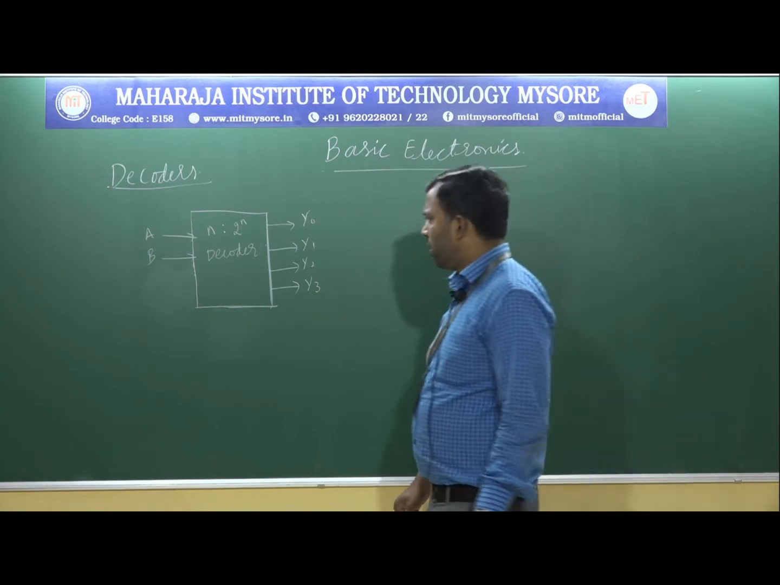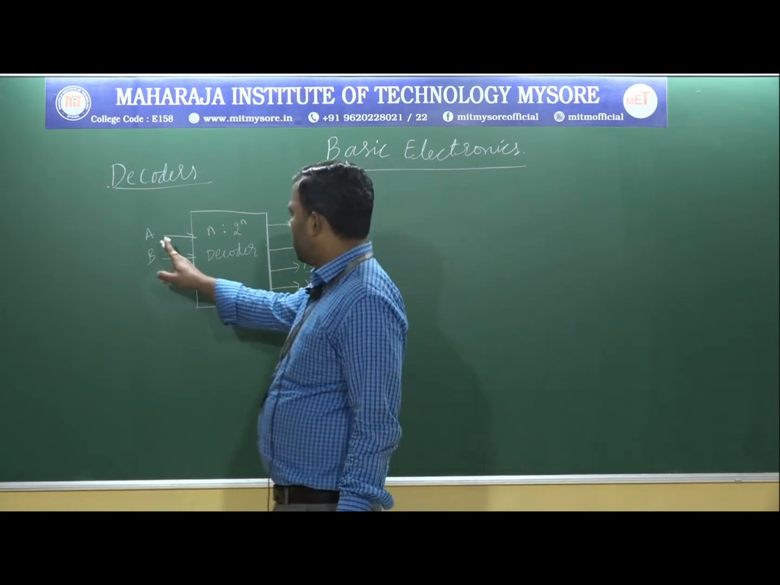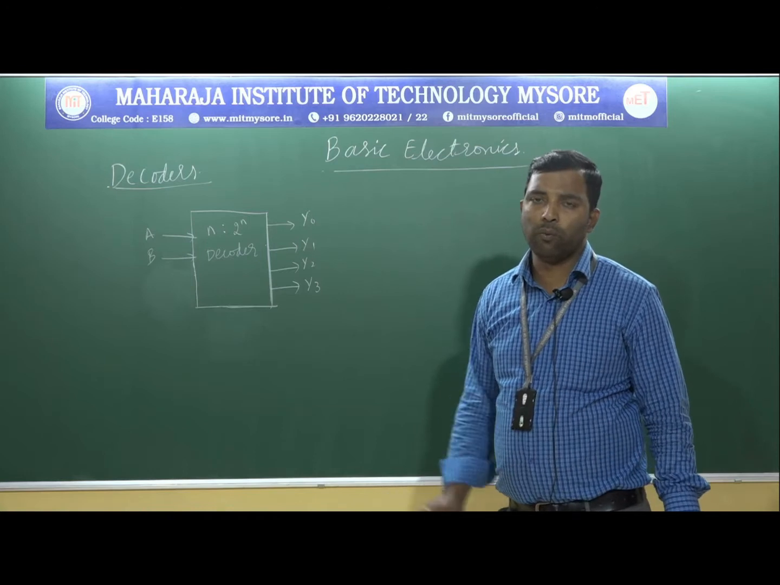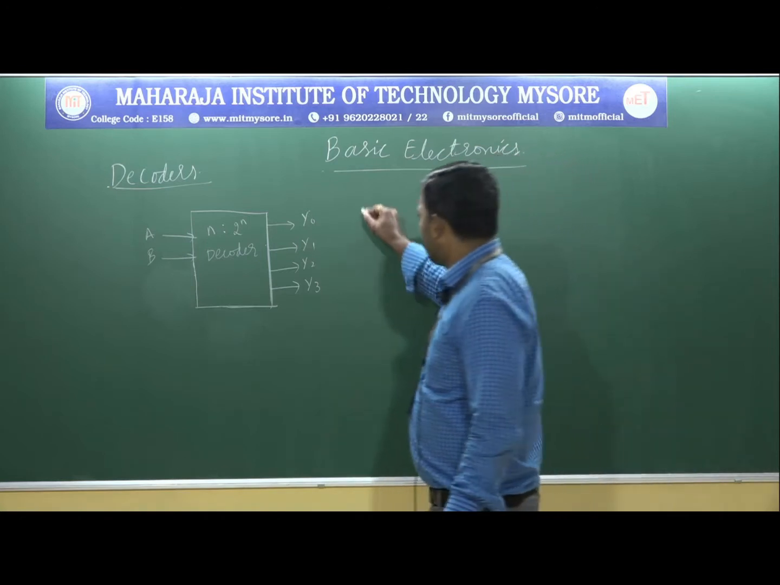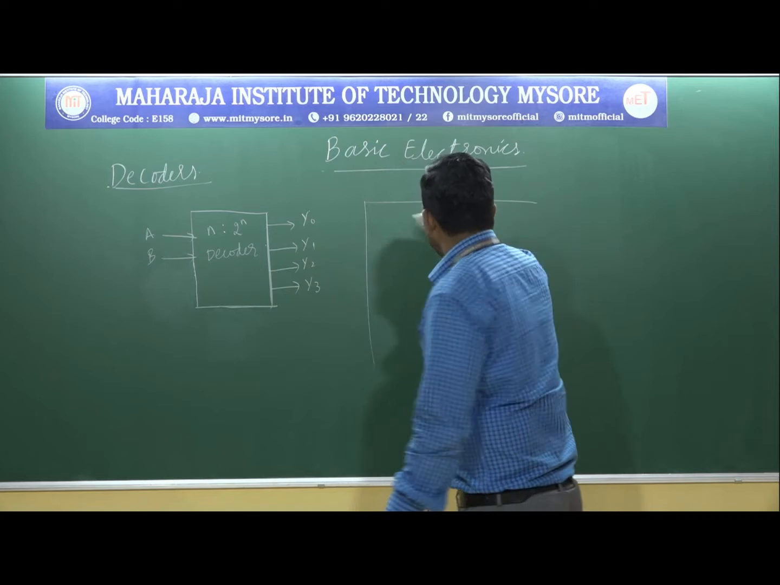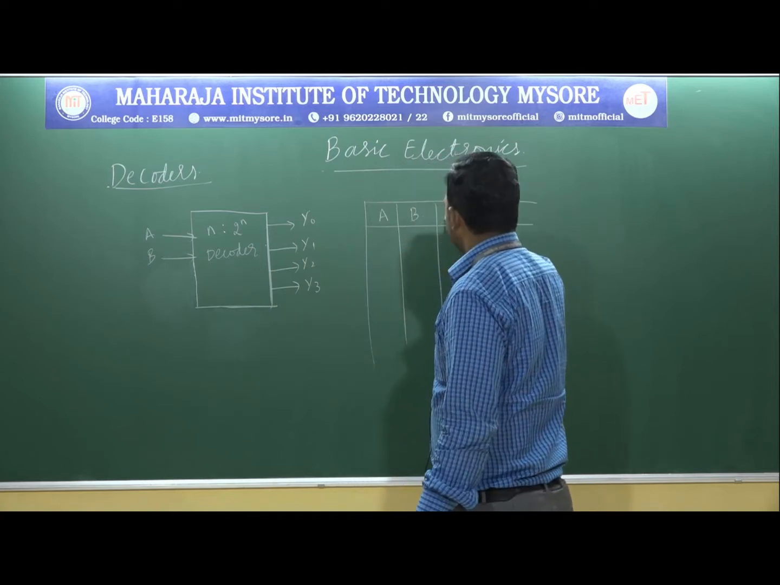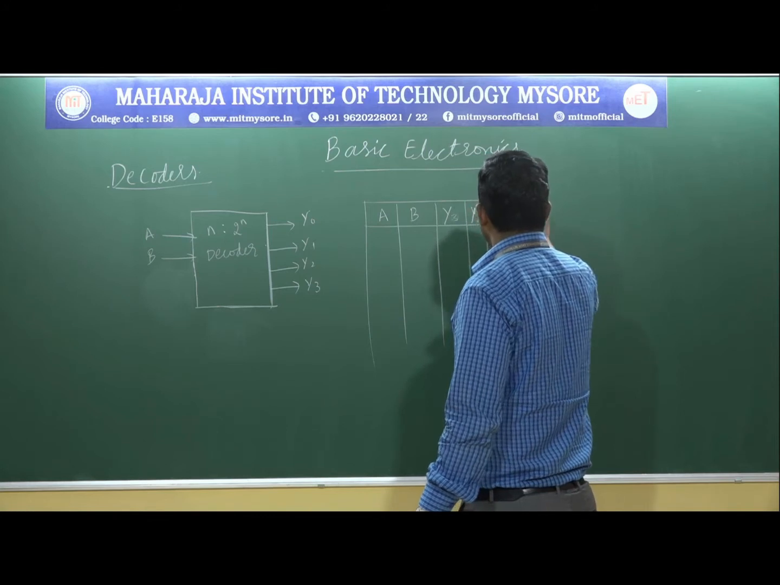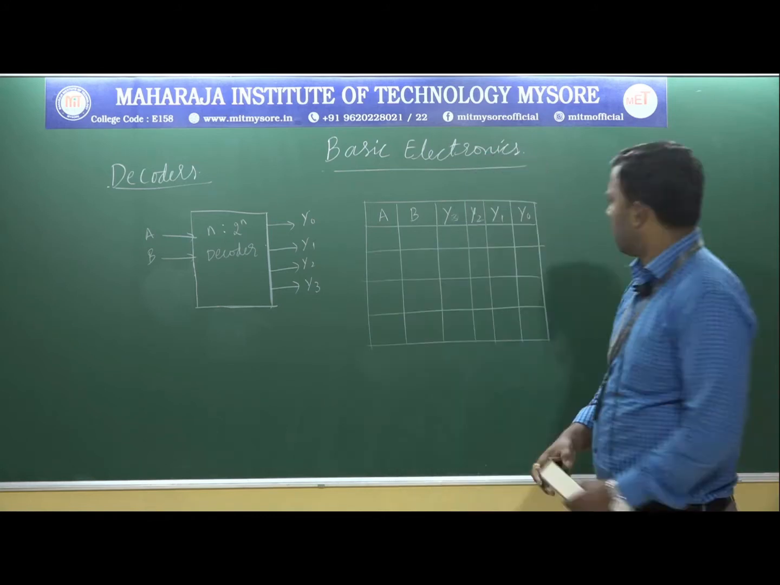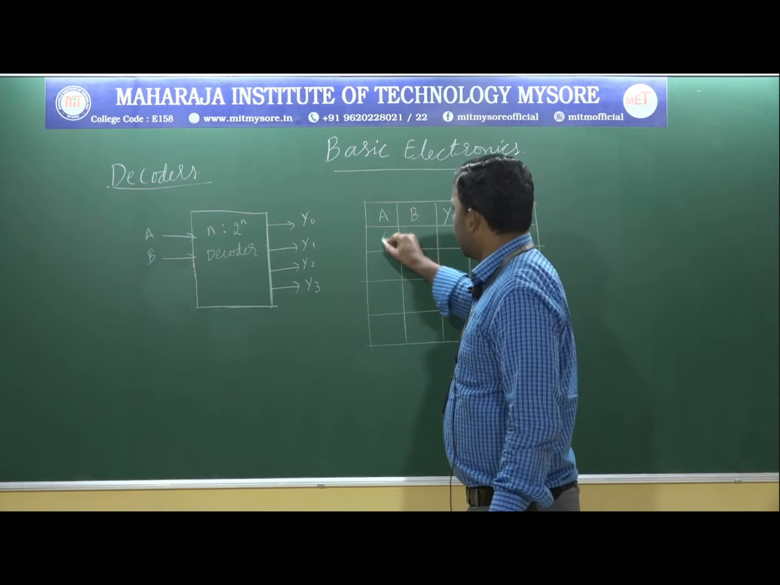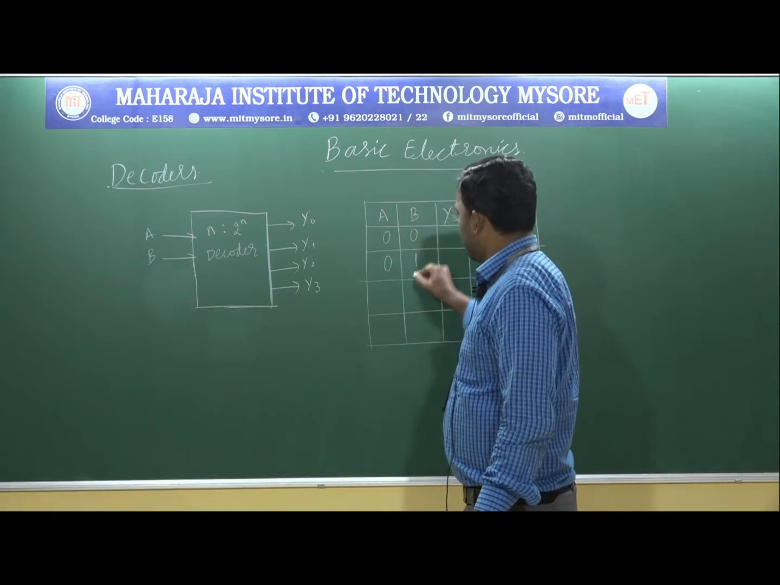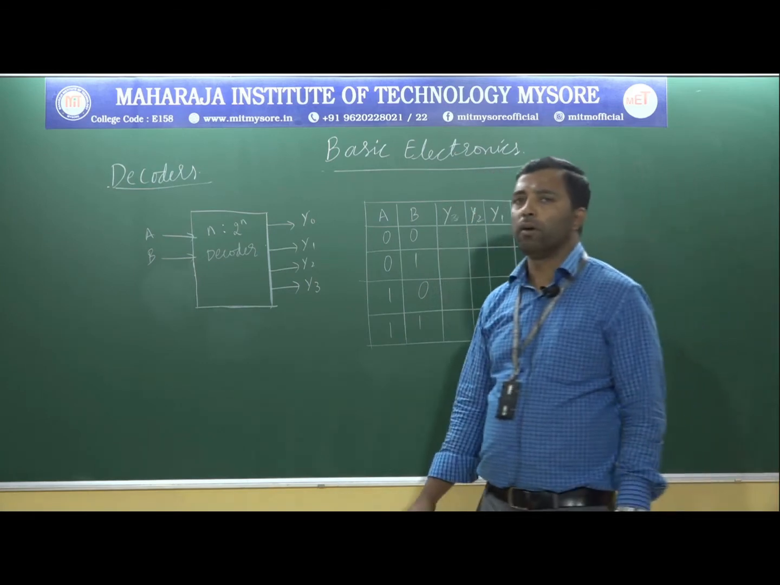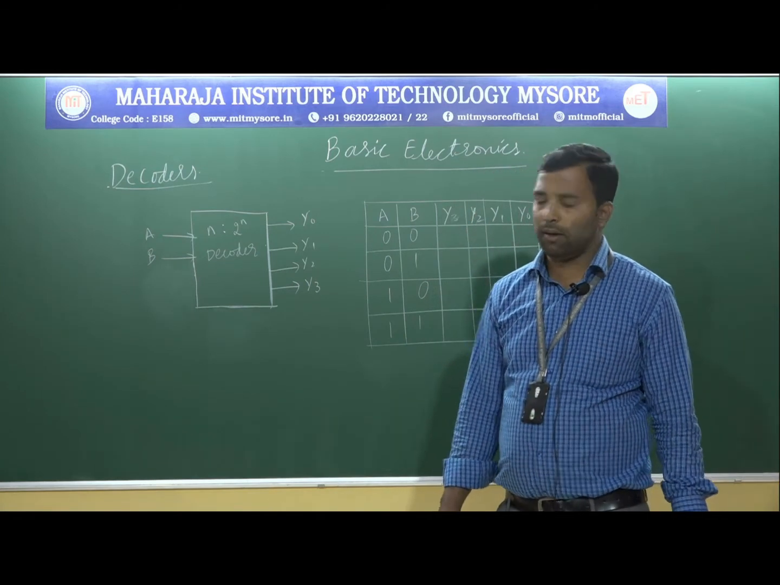So here A, B can be 0 0, 0 1, 1 0, 1 1. We will go for a truth table with A, B, Y3, Y2, Y1, Y0. Now A, B are 0 0, 0 1, 1 0, 1 1. Depending upon the input, the output is selected.